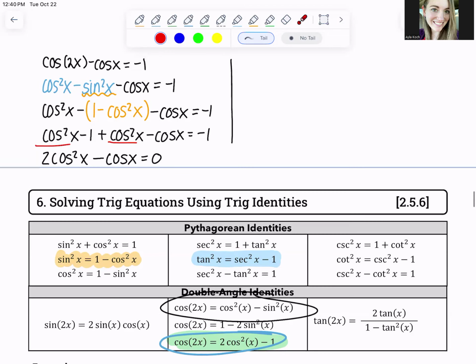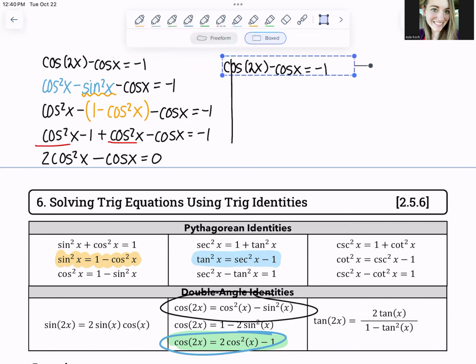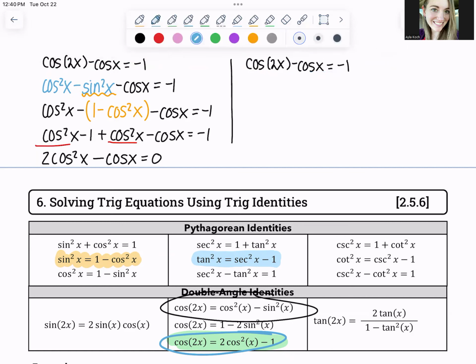Sorry, just pause there for a second, lost my train of thought. All right, back to where we were. Cosine 2x minus cosine x equals -1. If we had done the other one, duplicate this guy over here, and done 1 minus 2 sine squared x instead of cosine of 2x, we'd have 1 minus 2 sine squared x minus cosine x equals -1.